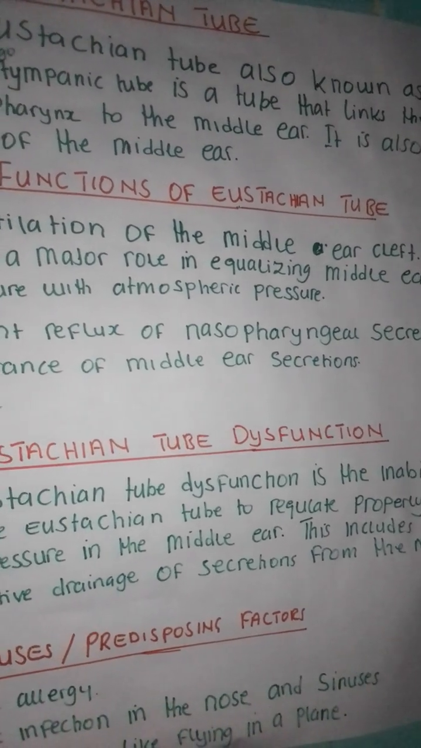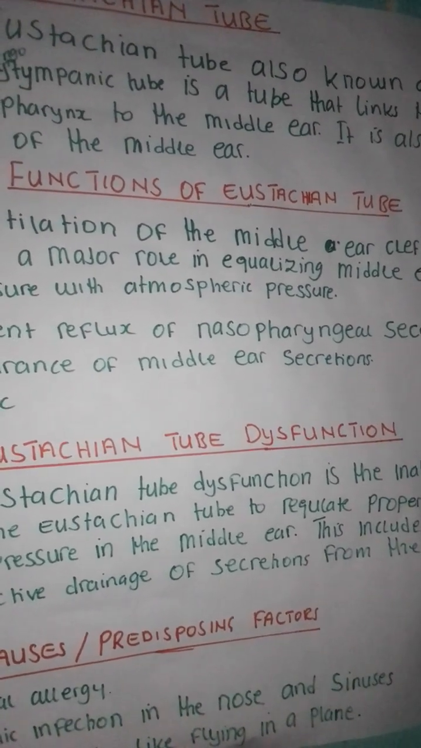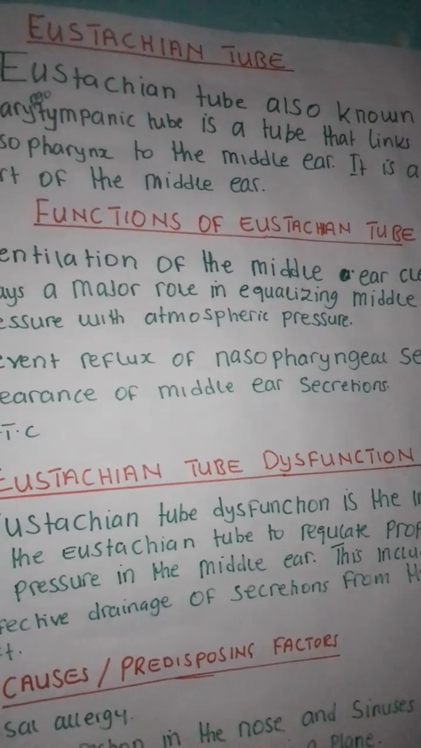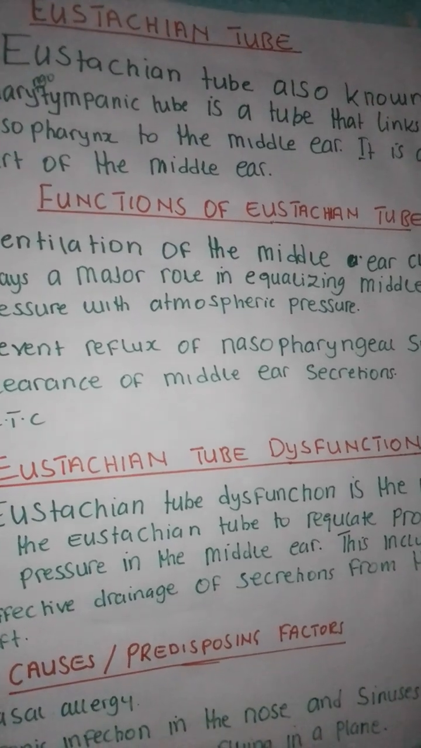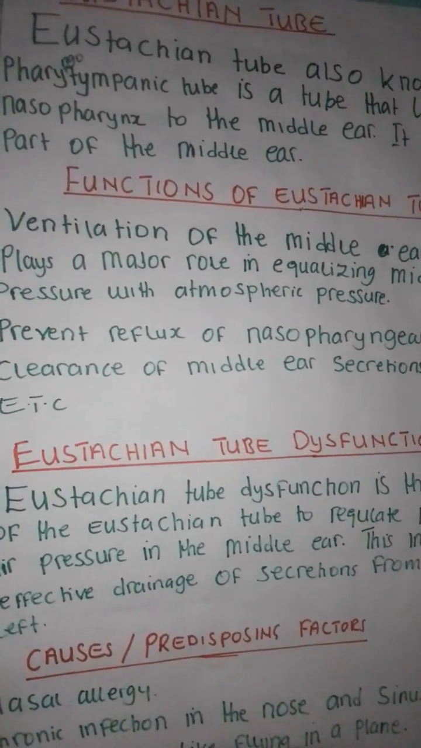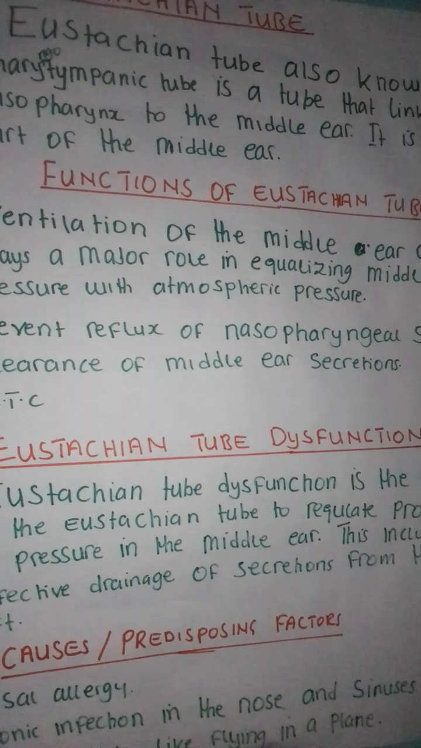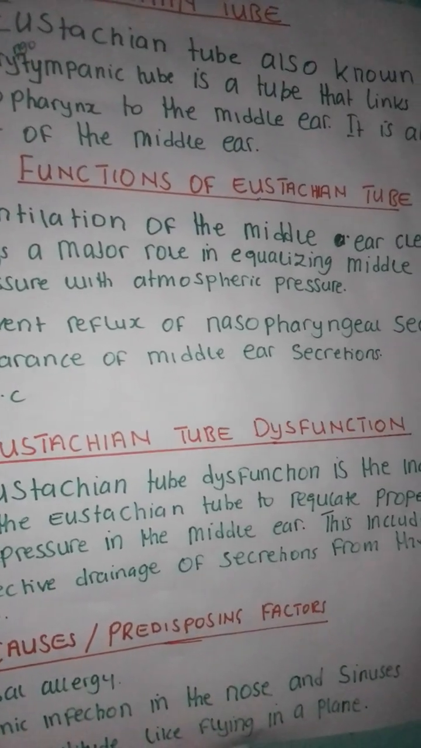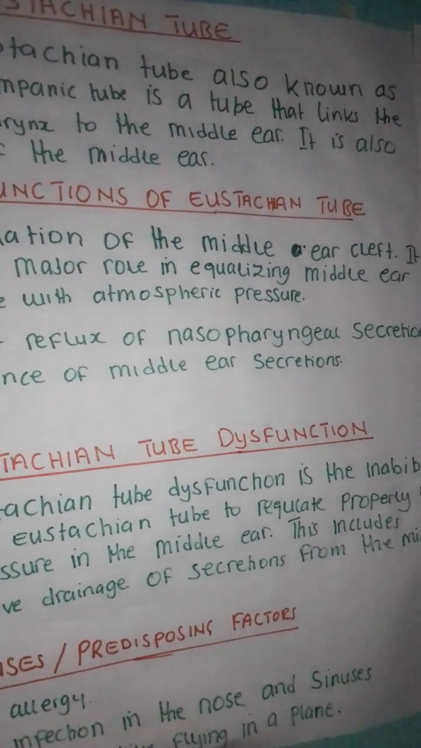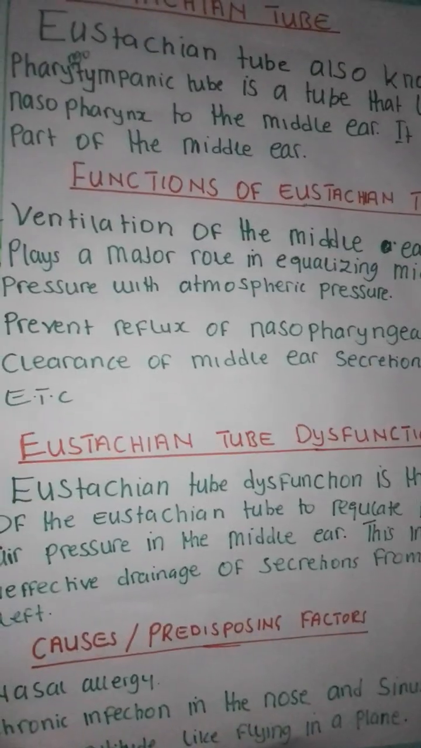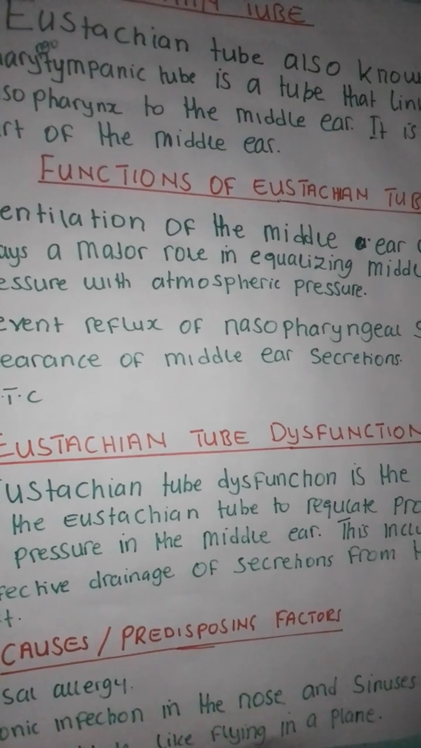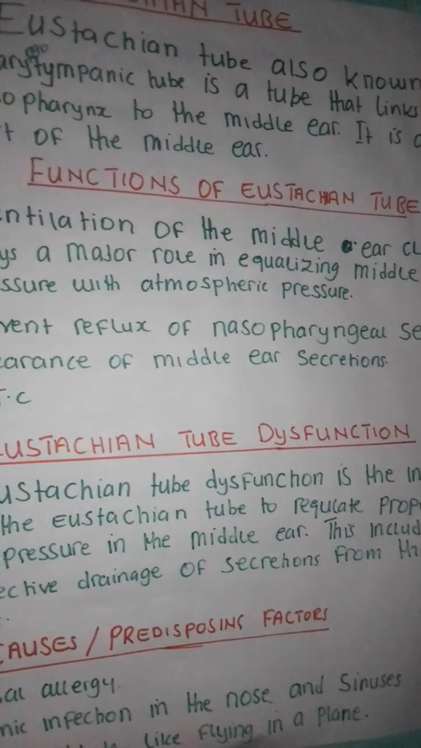Before we talk about Eustachian tube dysfunction, let's look at the anatomy of the Eustachian tube. The Eustachian tube, which is also known as the pharyngotympanic tube, is a tube that links the nasopharynx to the middle ear. So it is also part of the middle ear. Now, what are the functions of the Eustachian tube?